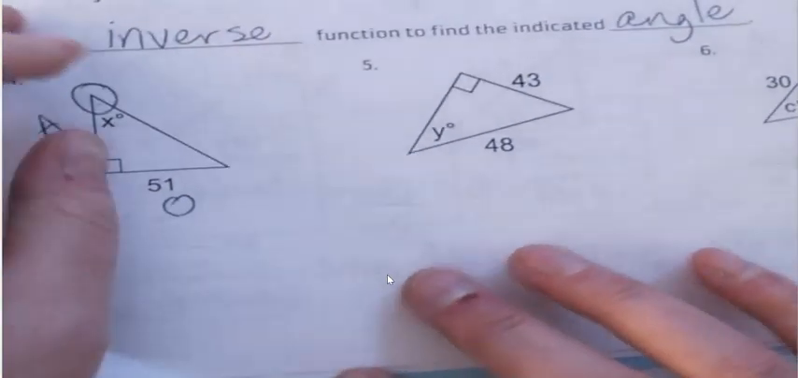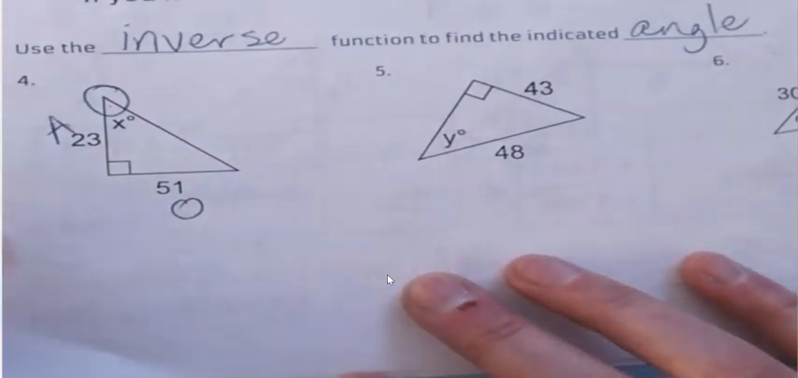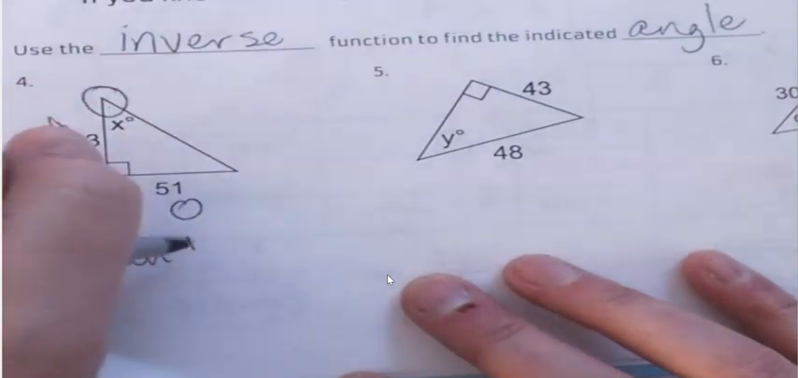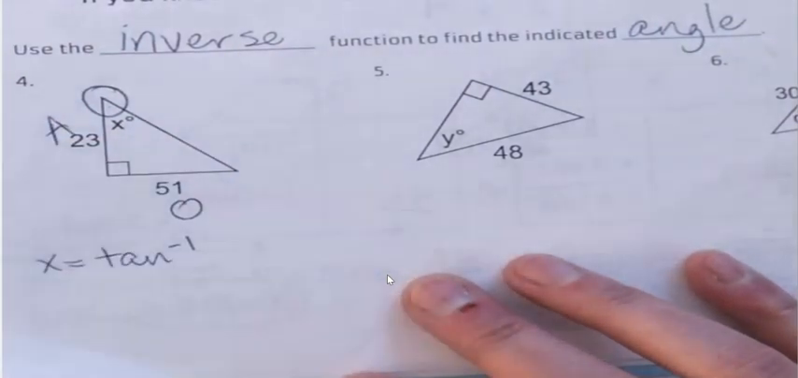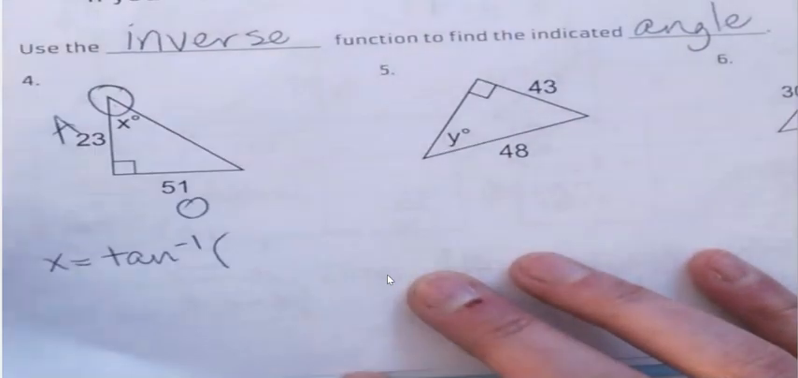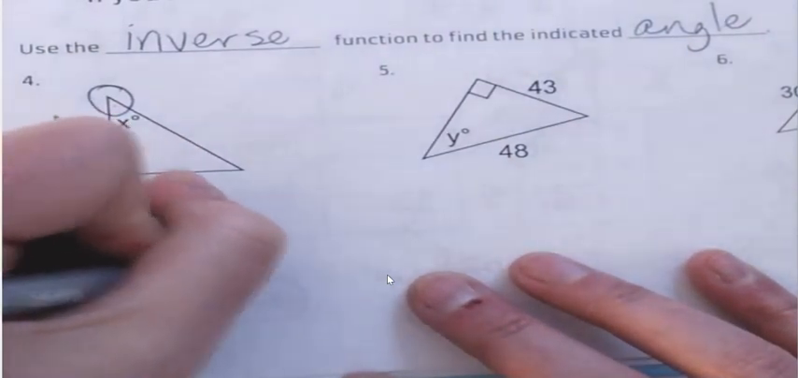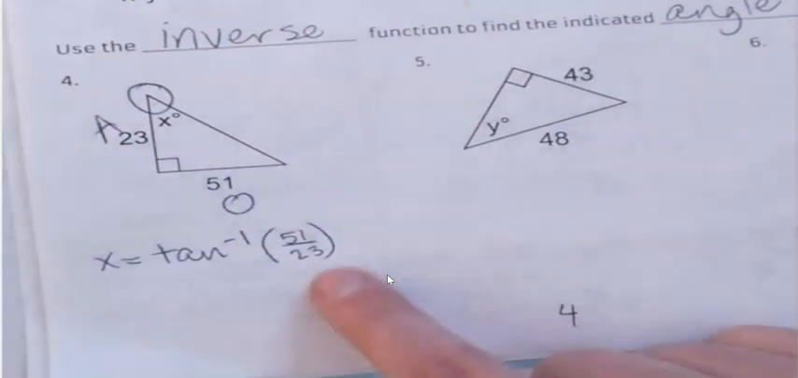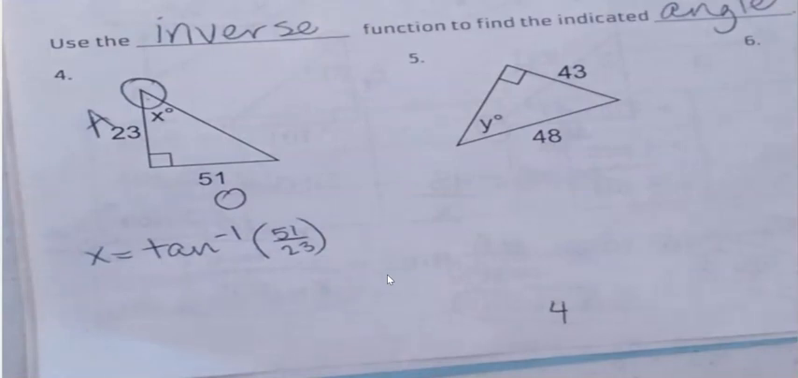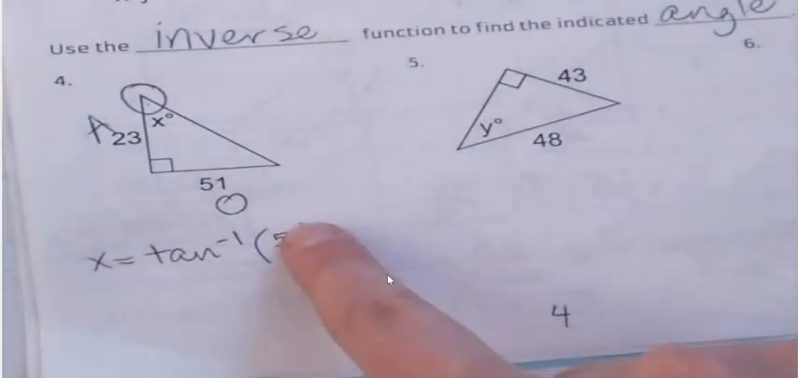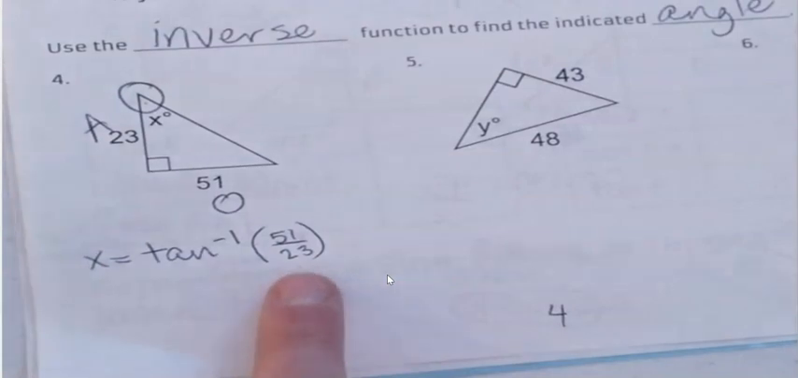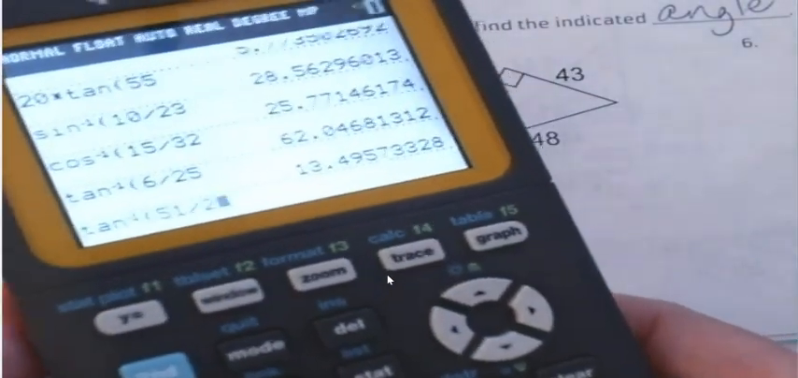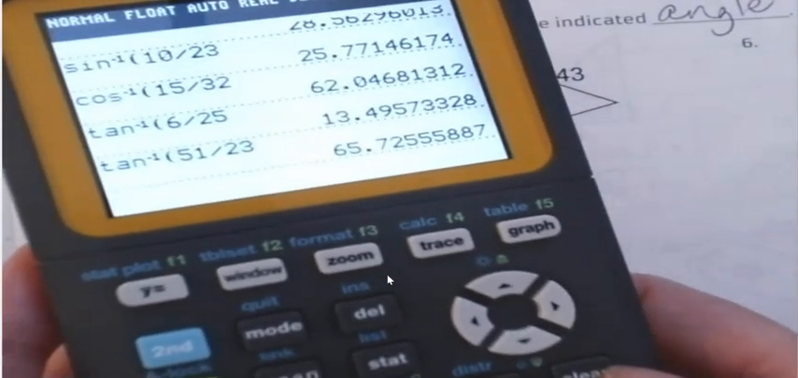So use the inverse function to find the indicated angle. Tangent inverse is going to be, because your angle is always equal to tangent inverse 51 over 23. When I see kids make mistakes, a lot of times it's because they switch the numbers. All right, the opposite is 51, so that goes on the top. The adjacent side is 23, so that goes on the bottom. So inverse tangent 51 over 23, you get 65.7.